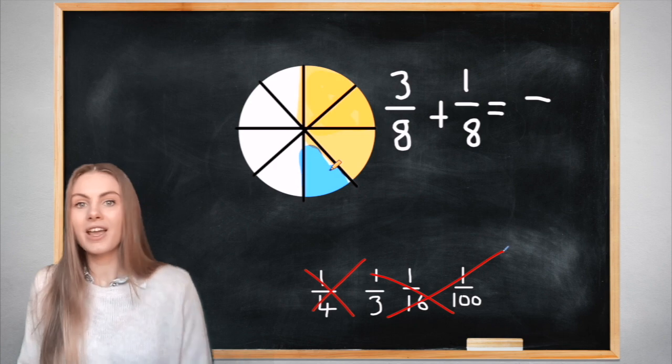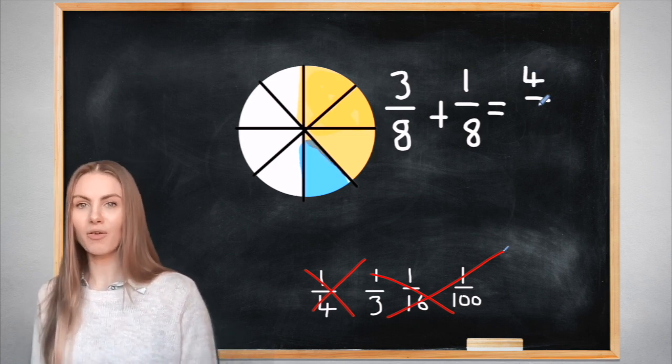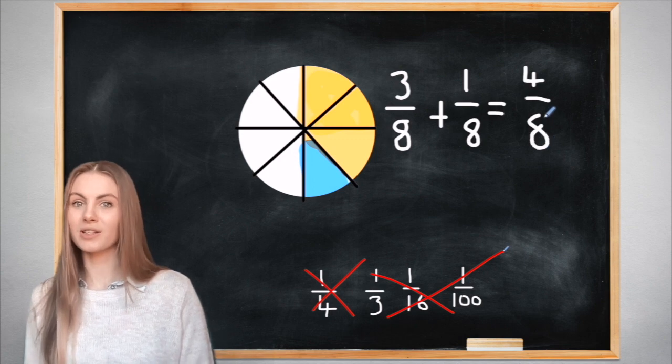Then all we've got to do is add our top numbers together. 1 add 3, pretty sure it's 4. So we've now got 4 eighths. We can also show this on our diagram.